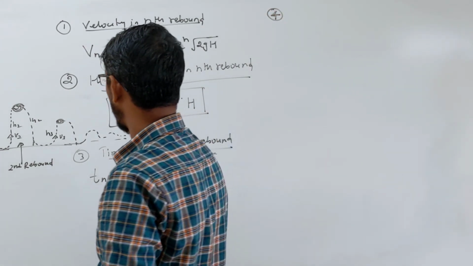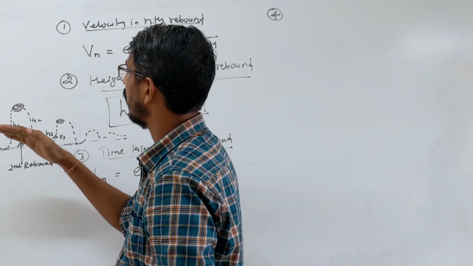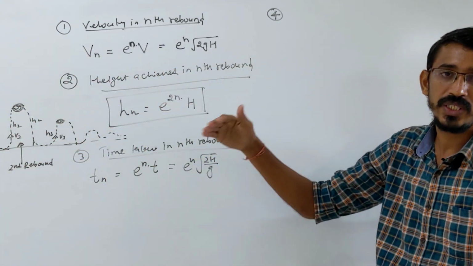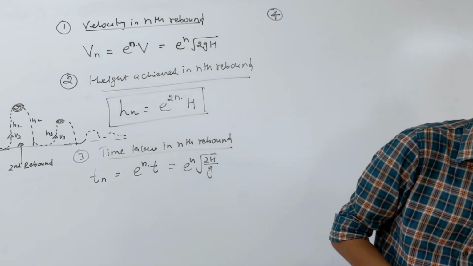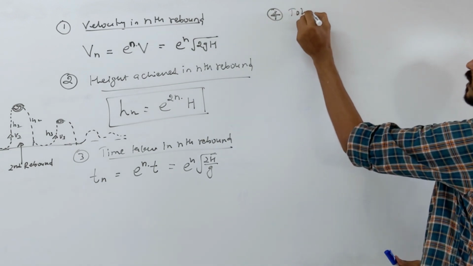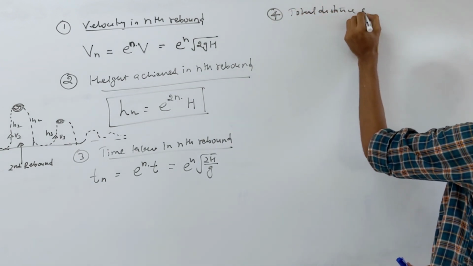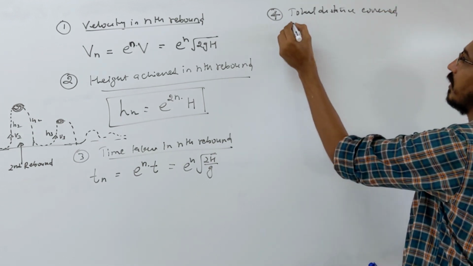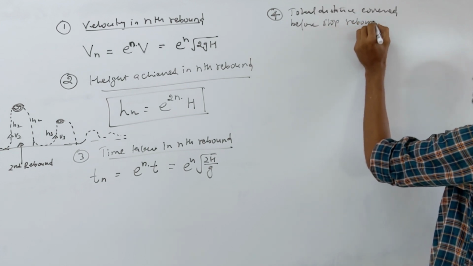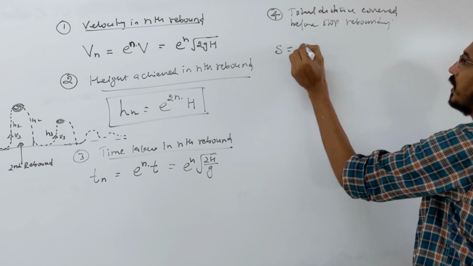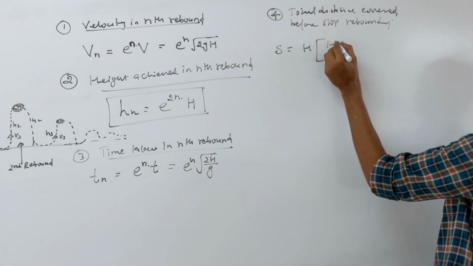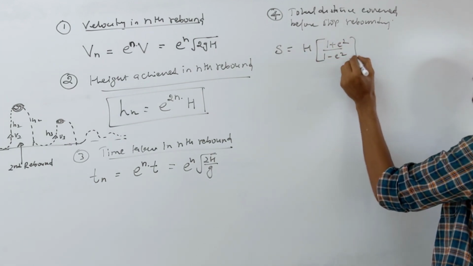Apart from these three questions, they can ask you the total time taken or total distance covered in collisions, like this one. This is the first h, then h1 plus h2 plus h3 and so on. If you add these total distances, we get the total distance covered before it stops rebounding. That total distance will be the initial height we drop from, h, times 1 plus e square upon 1 minus e square.